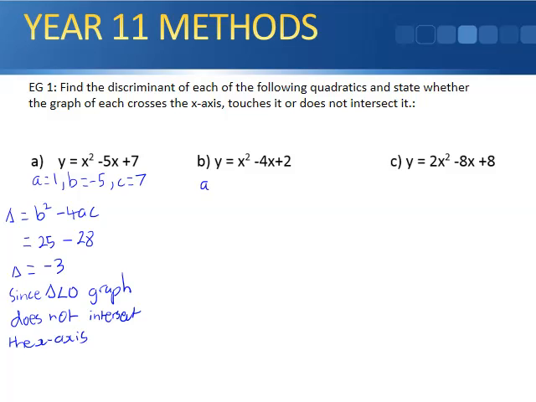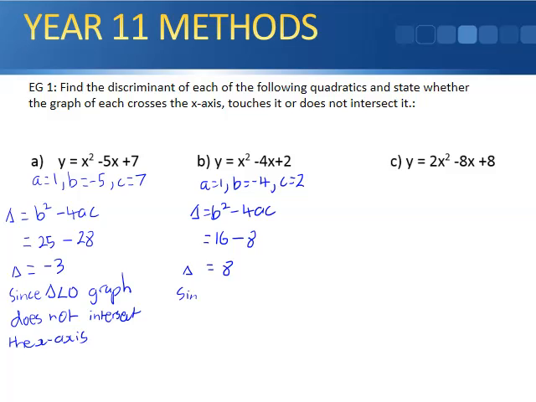For part B, again, a equals 1 here, b equals -4, and c equals 2. Again, write down the rule. The more times you write down these rules, the easier you're going to remember them. b squared, this time -4 squared is 16, minus here in the equation, plus 1 and a plus 2 still gives me a minus. 4 times 1 is 4, 4 times 2 is 8. So 16 take away 8 equals 8.